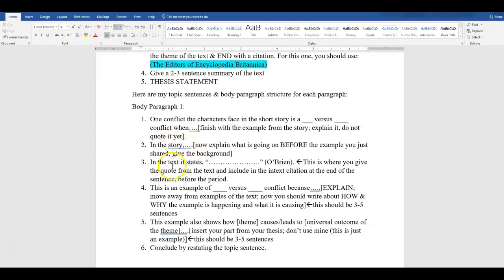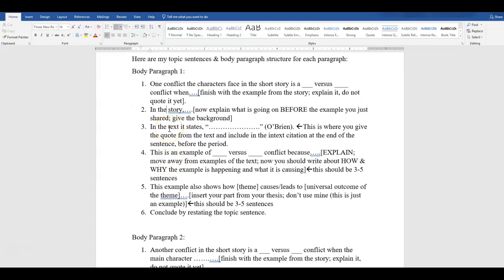Nothing has changed. Number 3 will be the quote from the text. Number 4, this is an example of person versus blank conflict because. Now move away from the examples of the text. You should now write about how and why the example is happening and what it is causing. Okay, so why is the conflict happening and what does the conflict cause?